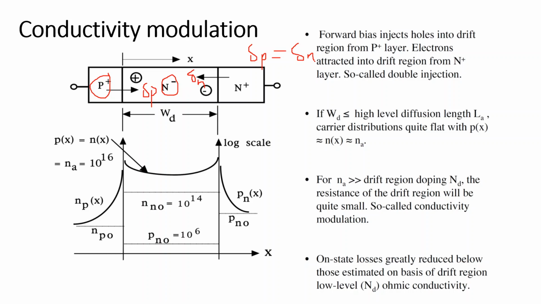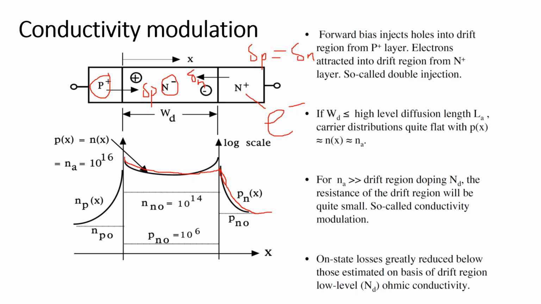Right, because these holes are very large in number, they will enter the n minus region and they will reach the n plus region, and then when they move forward in the n plus region, here the density of electrons is very high, because of which they will recombine with the electrons and reduce to zero. So these extra delta p will reduce to zero.